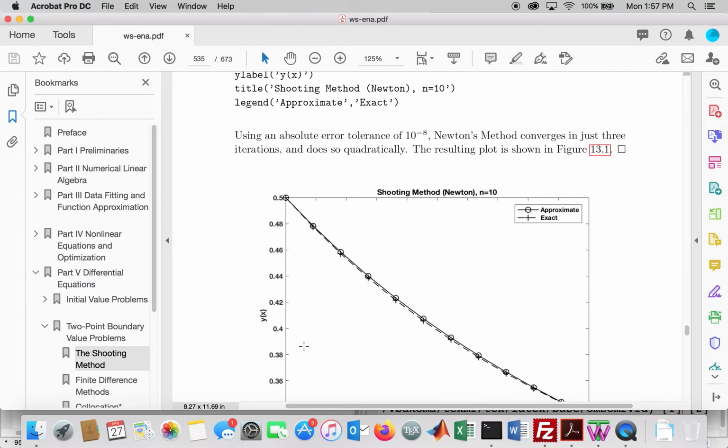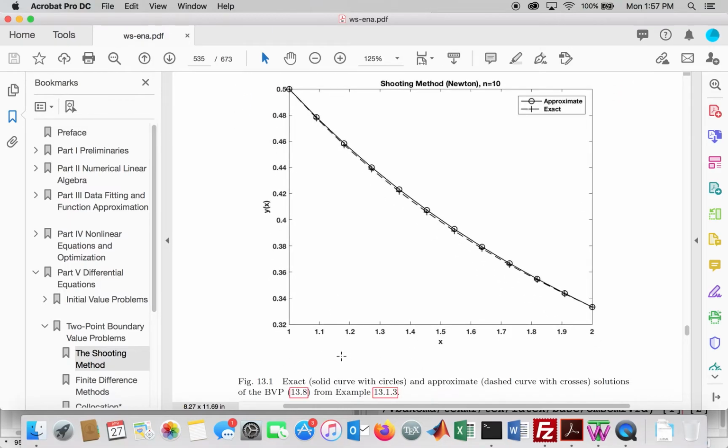So this is an example of how the shooting method can be carried out, but you have some things you can choose. You can choose your time stepping method for solving your initial value problem, and you can choose your root finding method to carry out the iteration.